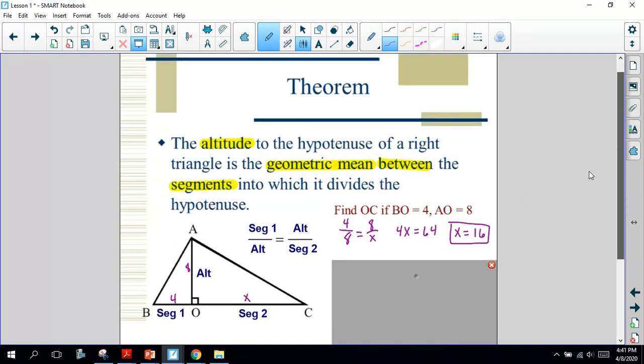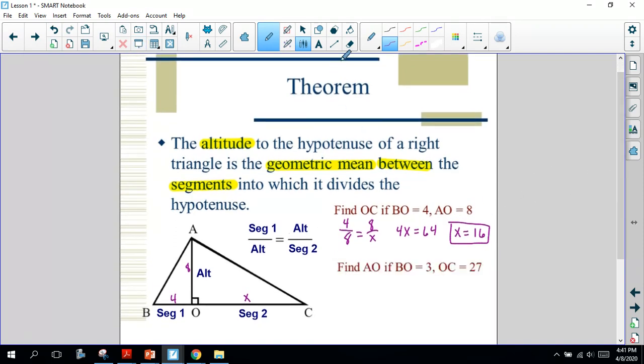So I look at my next problem here, and it gives me some more information. I'm going to erase that and clean the diagram up so we can use it again. It wants me to find, in this case, AO, so my unknown here is my altitude, and it's giving me that the length of BO is 3, and the length of OC is 27. Now, if that's 27, that means that this segment right here is a length of 24.